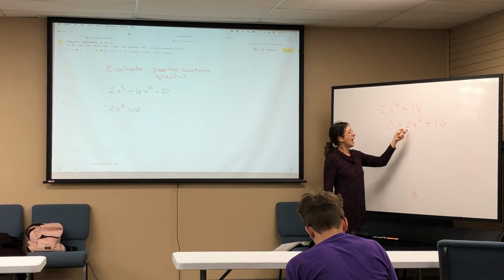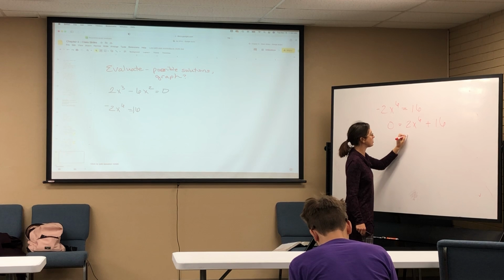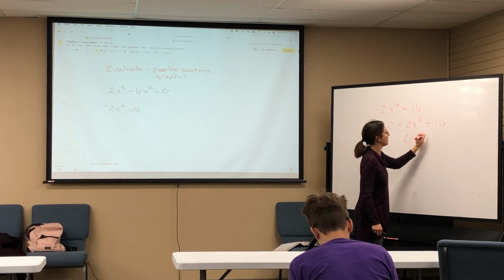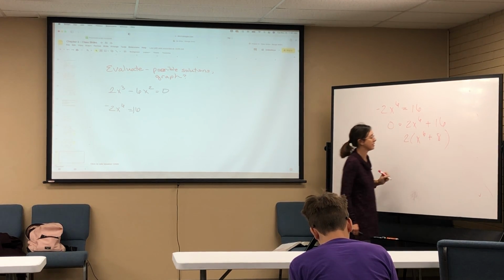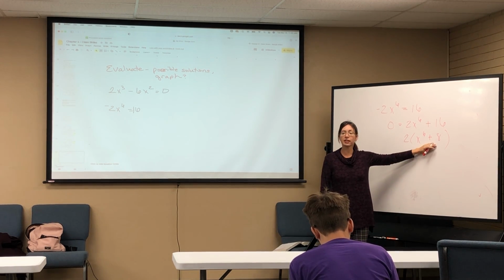Right? I'd prefer to not have a coefficient for my first one. Can I get rid of the coefficient? Yes, I can pull it out. So now I have x to the 6th plus 8. Correct? Now, does this look like anything that maybe we could change it into?